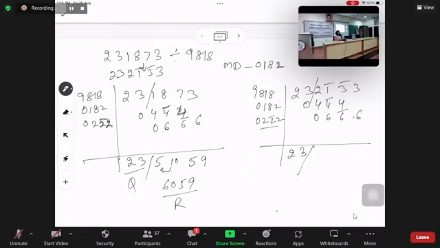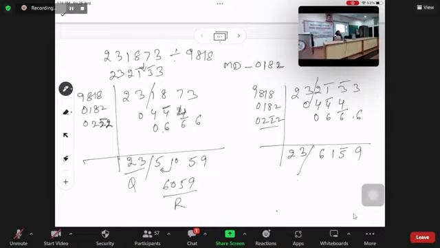We stop. Now 6 plus 3 is 9. 6 bar plus 3 bar is 9 bar. 9 bar minus 4 is 5 bar. Put 5 bar. 4 bar plus 1 bar is 5 bar. 6 minus 5 is 1. Then 4 plus 2 is 6.